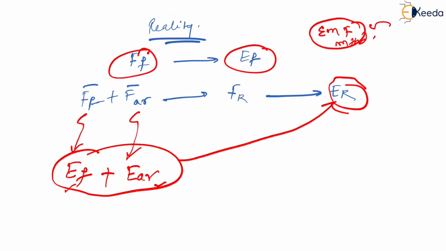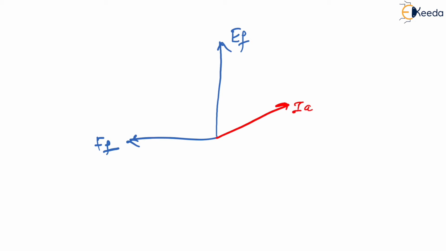Now, let me try to draw the phasor diagram based on this. Let us see what happens. This is FF, for example. Then because of this FF, 90 degrees later I get EF, correct? Now if you think of lagging conditions, then we have this IA. Because of this IA we have some armature flux, which is FAR. Now FAR plus FF gives you FR, is that correct?